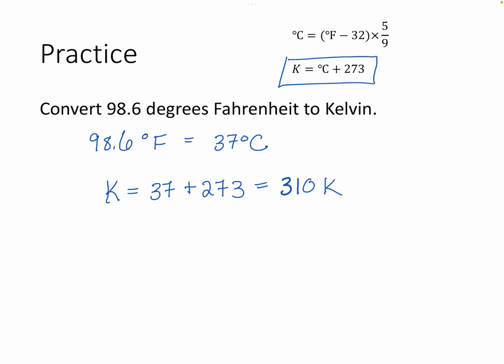Now, luckily for us, when we're in the lab, we're going to use thermometers that are in degrees Celsius, and then we can very easily convert that to Kelvin if we need to. And again, we'll just use this really easy equation.